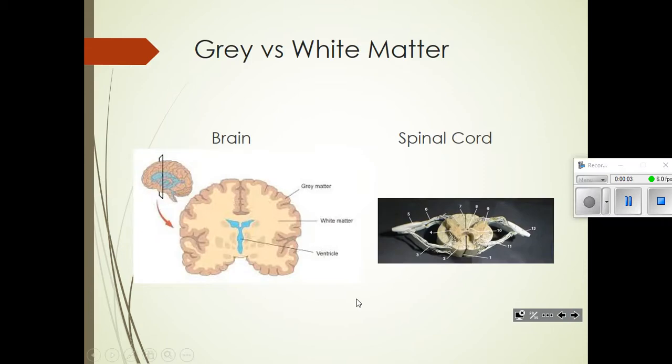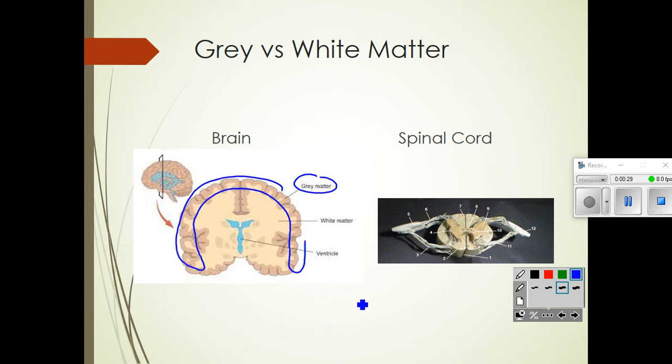So one thing that I want to remind you of, it's not something that's new, but now that we're going to talk about your brain and spinal cord a little more specifically, I just wanted to remind you where you find gray and white matter. So if we take a look at your brain, which is one of the two components of your central nervous system, you'll see that this outer layer is gray.